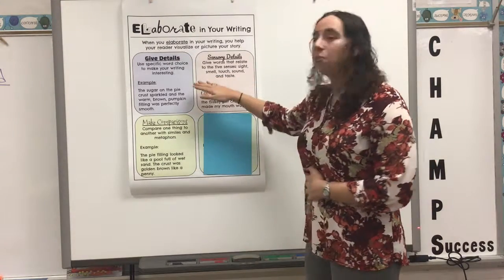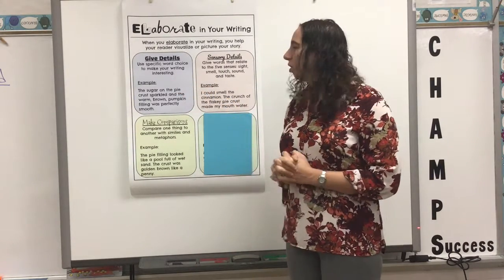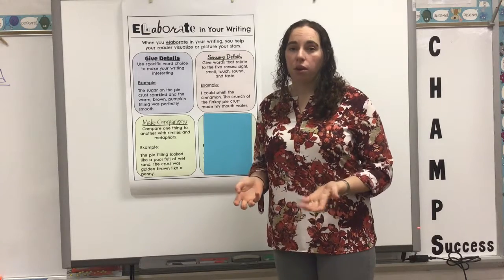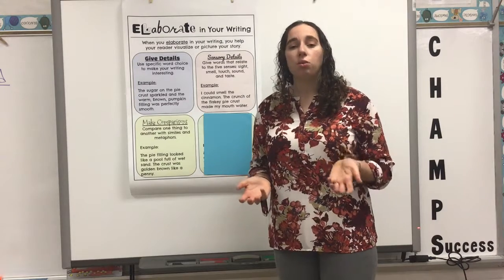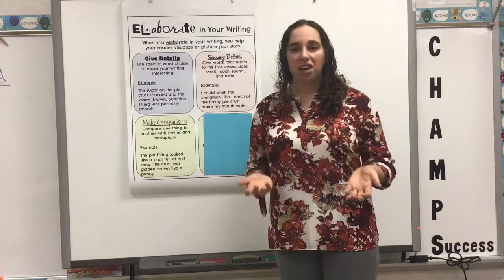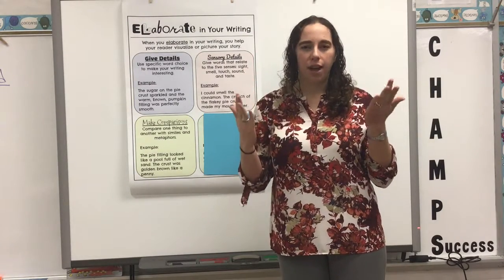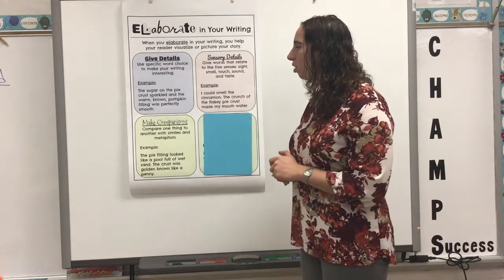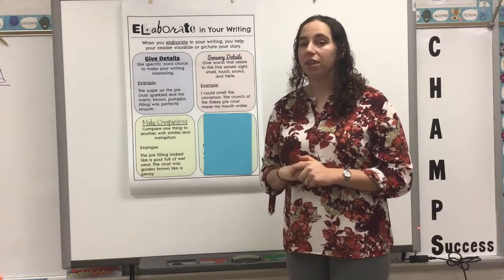So the first one is actually pretty easy. It's called giving details. And so this one you're using specific word choice to make your writing interesting. So instead of just using boring words like fun or cool or pretty, we want to use more interesting words, words that really make our writing fun to read. It also gives a more specific picture in our reader's head. So let's look at an example sentence. The sugar on the pie crust sparkled and the warm brown pumpkin filling was perfectly smooth.